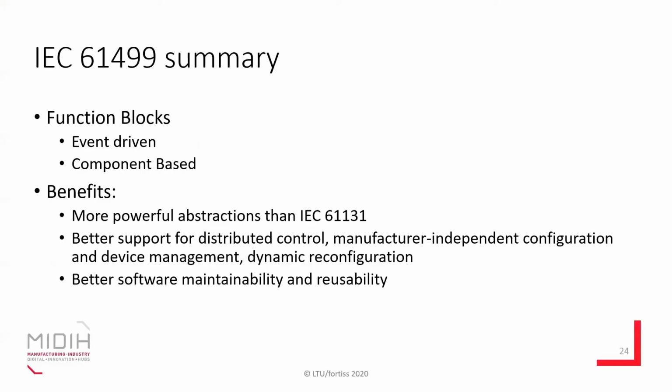In summary, it's an event-driven approach. That means it's not a scan-based cycle like in 61131, and only when a specific event occurs, the function block is executed, not every so many milliseconds. It is a more powerful abstraction than 61131 and has better support for distributed control. All you have to do is select in your application which function blocks run on which hardware. You do this mapping and the rest is taken care of by the runtime system. Better software maintainability and reusability, of course. Now I hand over to Marco, who will present the use case.